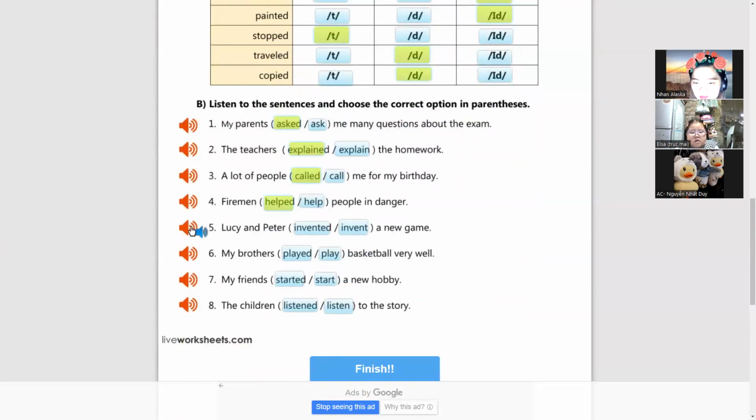Lucy and Peter invented a new game. Invented. Elsa, when you say invented, it's like you create. Lucy and Peter make a new game. Lucy and Peter create a new game, all right? When you say invented, okay? Yes. Okay. My brothers play basketball very well.